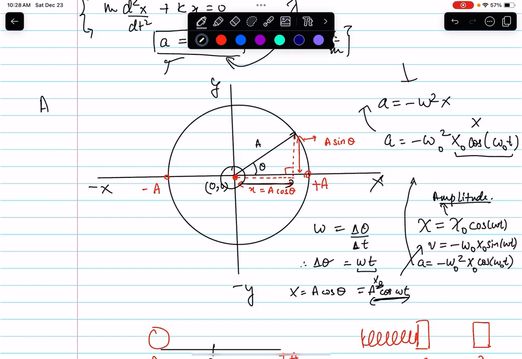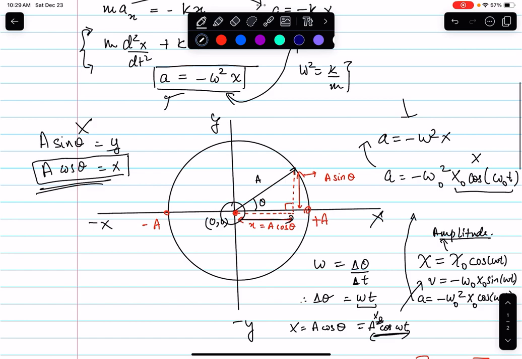Now, if you see in circular motion, you have two dimensions. You have the y value, which is a sine of theta, and then you have the x value, which is a cosine of theta. But we discard the y dimension because we only care about one dimension, so that's why we would take it to be a cosine of theta. Okay, so that's the main idea where we were able to derive these equations, right?